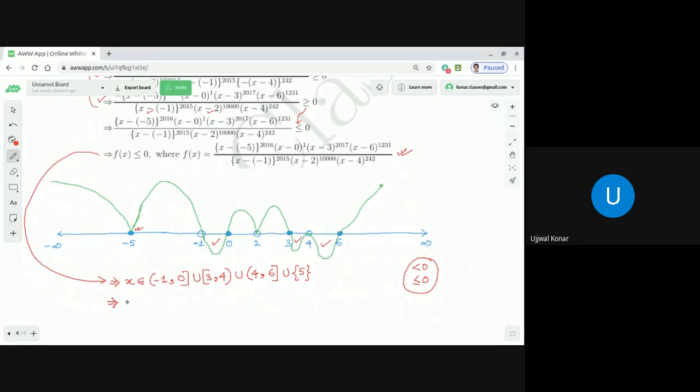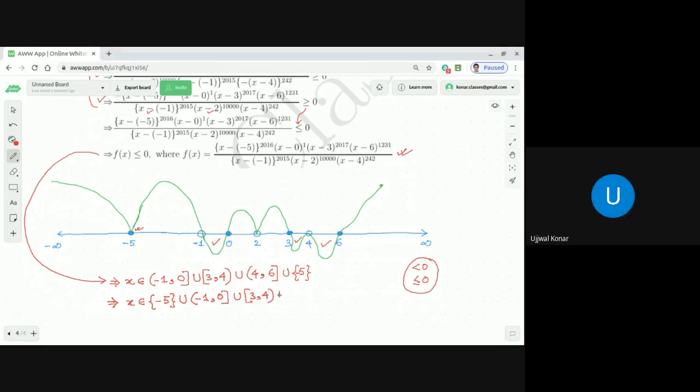So this implies x belongs to, we can rearrange properly. I'm sorry, it should be -5, not 5, -5. Correct? So it is -5. Then union -1 to 0. Correct? Then union 3 to 4, with 3 as the closed interval and 4 as the open interval.